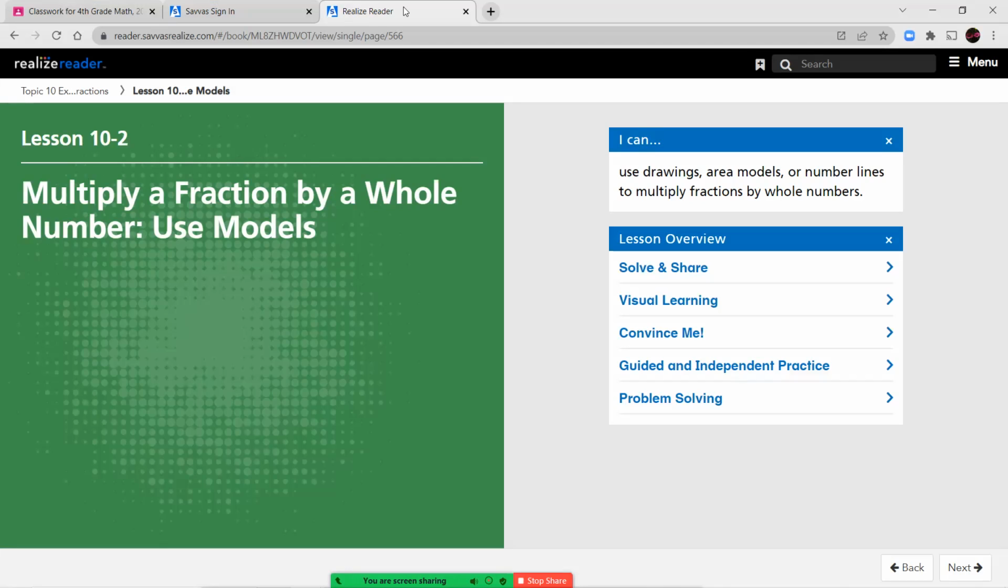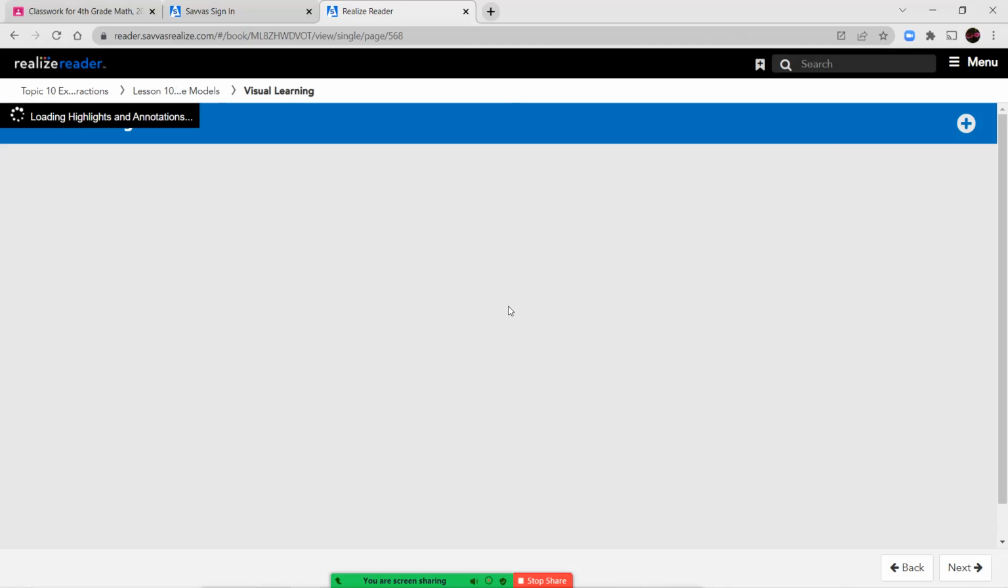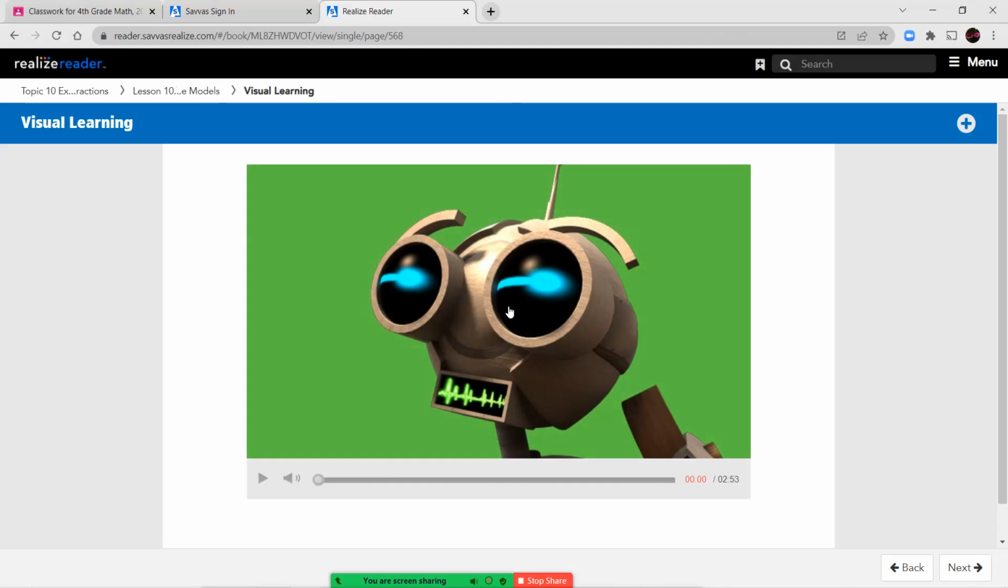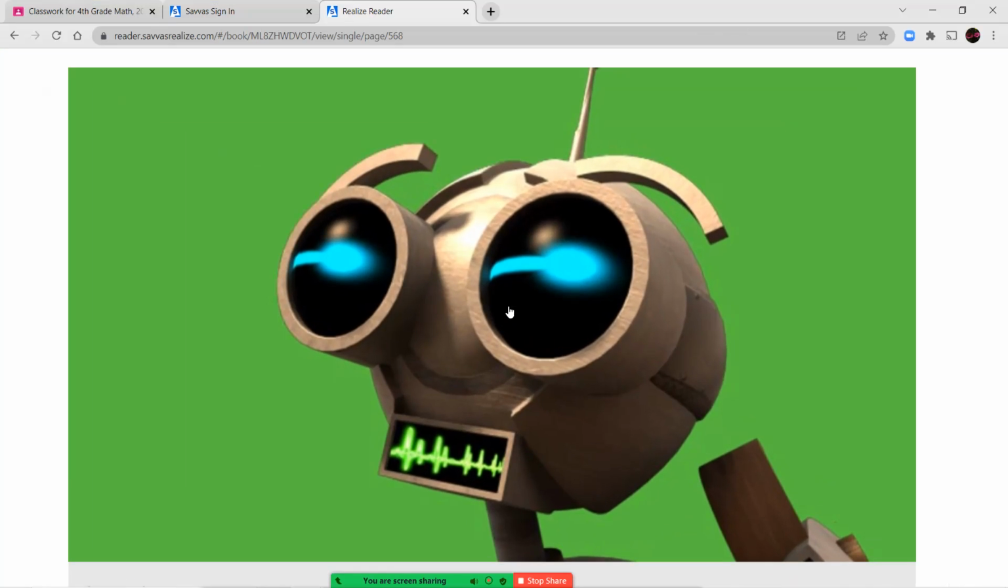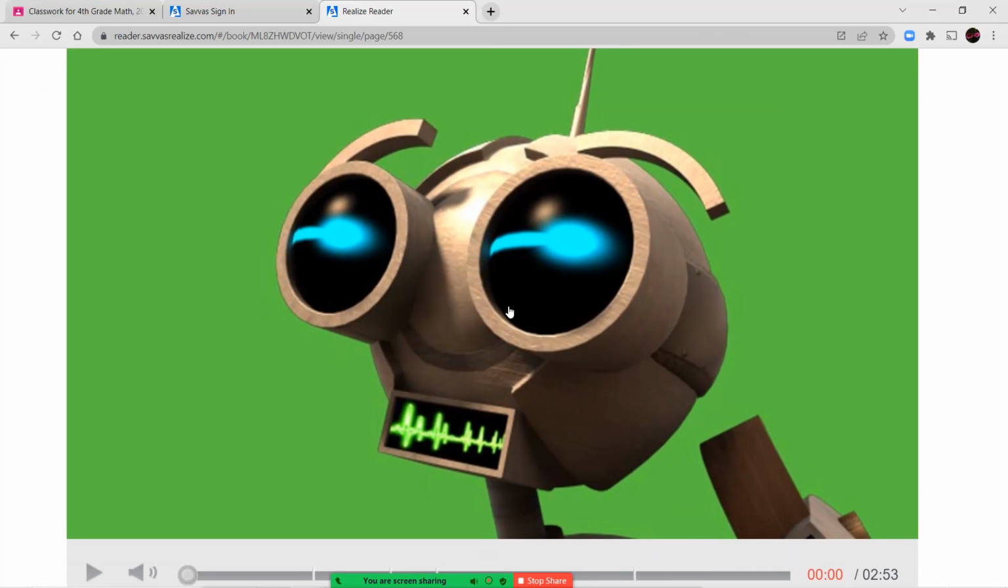In this lesson, we're going to work on multiplying a fraction by a whole number, and we're going to use models. So we're still doing the same kind of thing that we were doing in lesson 10-1, but we're going to be representing it in a couple different ways. Let's go ahead and watch our short video lesson together, and then we will be able to jump into our notes and our guided practice after that.